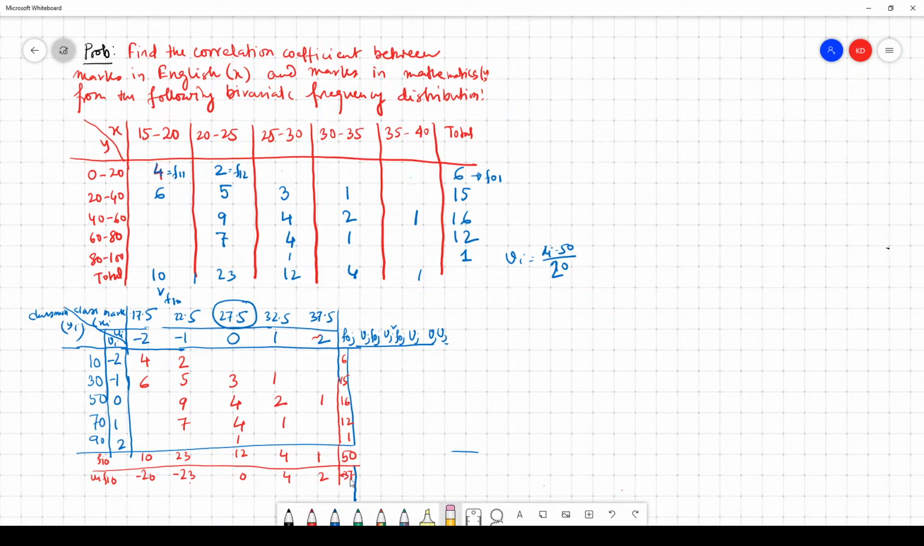Okay, this is minus 37. When UI squared phi naught, this is 40, 23, 0, 4 4, and if you add this column, this gives you 71. Okay, vi is same as UI. I forgot to define this vi.